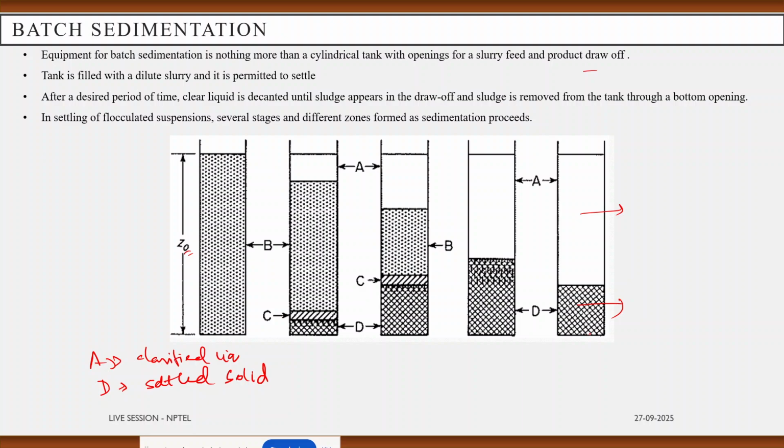So finally, when the weight of the solid is balanced by the compressive strength of the floc, the sedimentation process stops. So this is a flocculated suspension process. Over the period we separate the solids from the liquid with clarified liquid, and we get the solid at the bottom of the tank.